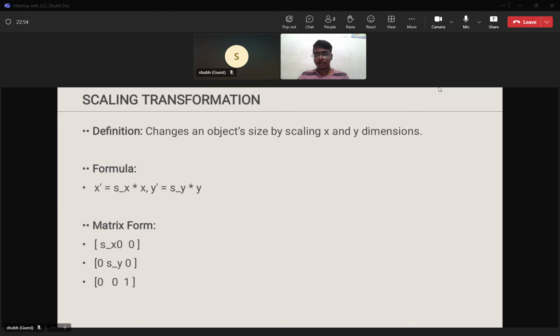The matrix form of this is given by a transformation matrix. This matrix multiplies each point's coordinates by sx and sy to resize it accordingly. For example, think of zooming in or out of an image. Scaling allows us to adjust the image size without changing its content. Now moving on to the next.